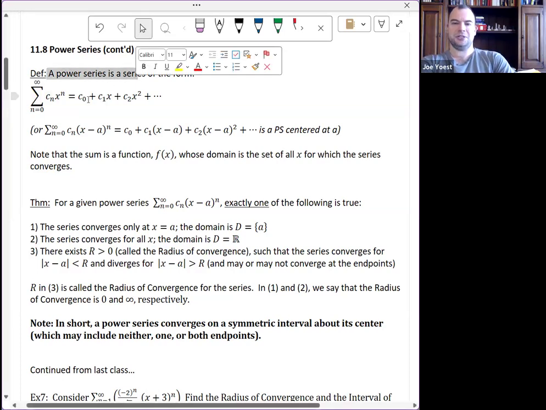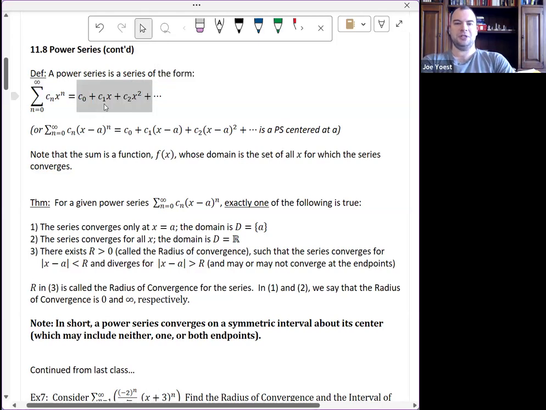So remember, a power series is a series of the form the sum of C_n x^n, so C_0 plus C_1 x plus C_2 x squared, and so on, or possibly the sum of C_n (x - a)^n, where we would say the power series is centered at a. So this up here would actually be a special case where the power series is centered at 0.